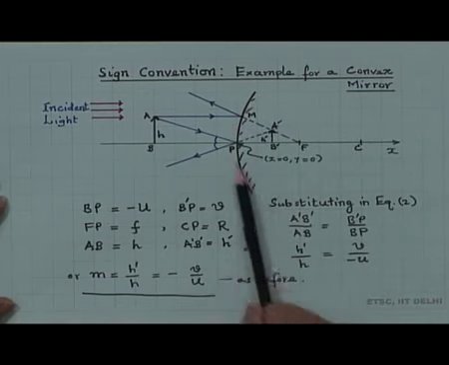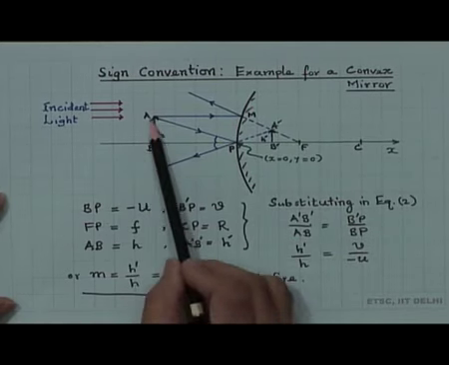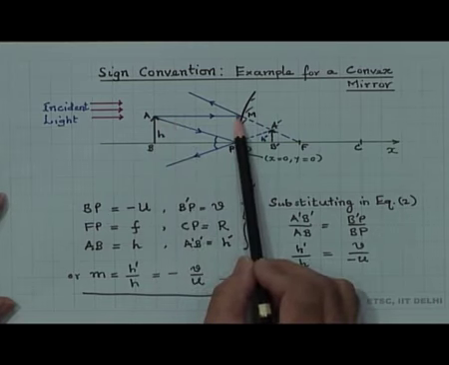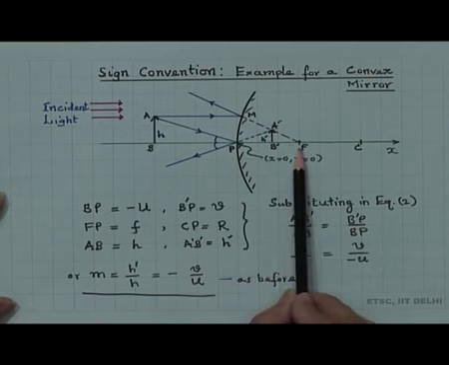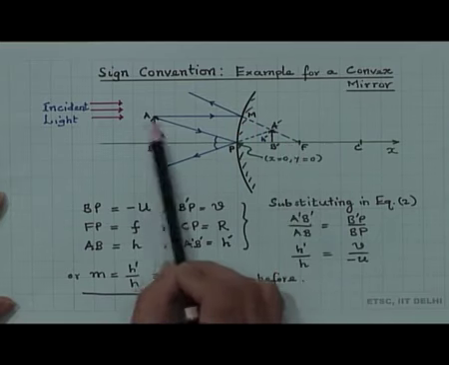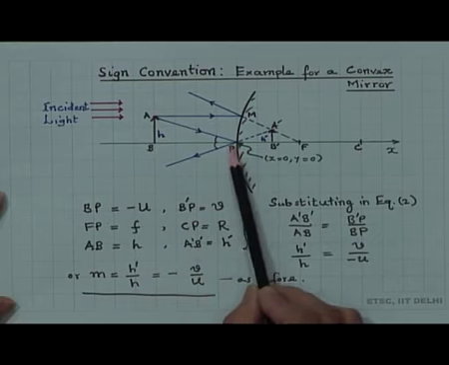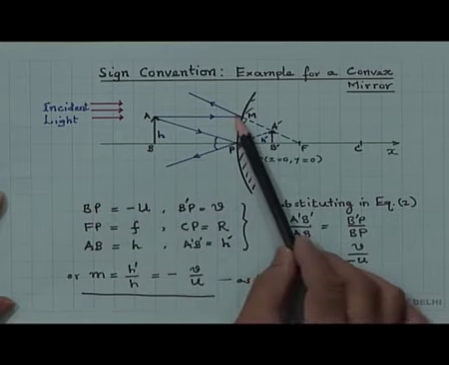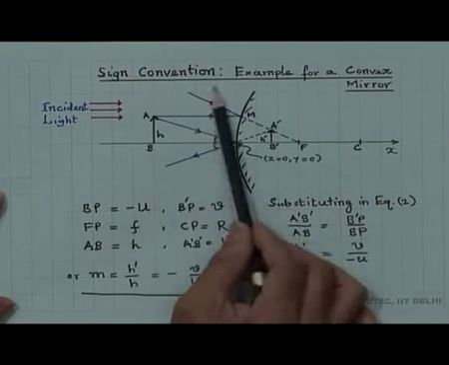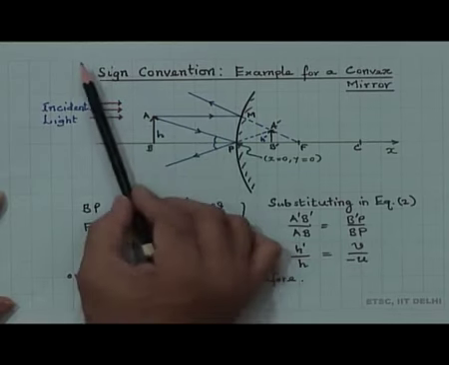So, there is a convex mirror here and there is an object AB in front of it. The parallel ray which is incident here is reflected such that it appears to come from the principal focus here. And a ray which comes to the pole is reflected in this direction. As we can see, both the rays are diverging away on the left side of the mirror, and therefore there is no way that they will intersect.